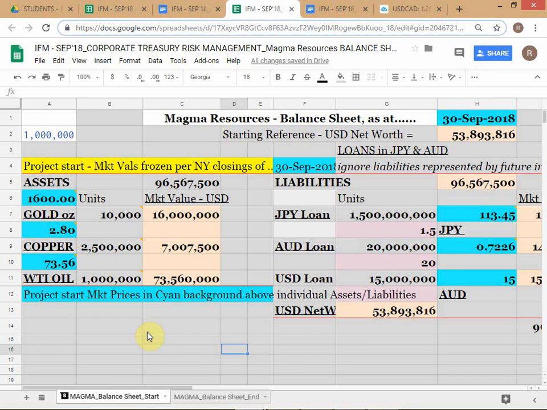Because we just increased the gold price, the position does not change. Position has not changed. You still have 10,000 ounces of gold. But now the market price has gone up, so the value of the gold position has gone up. So obviously the total value of your balance sheet has gone up.